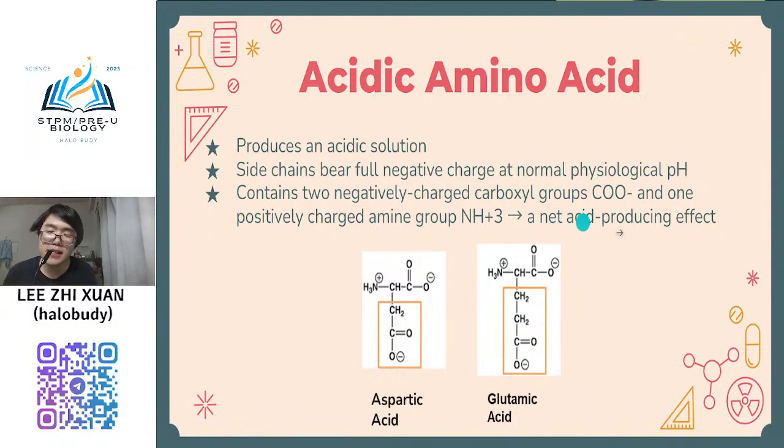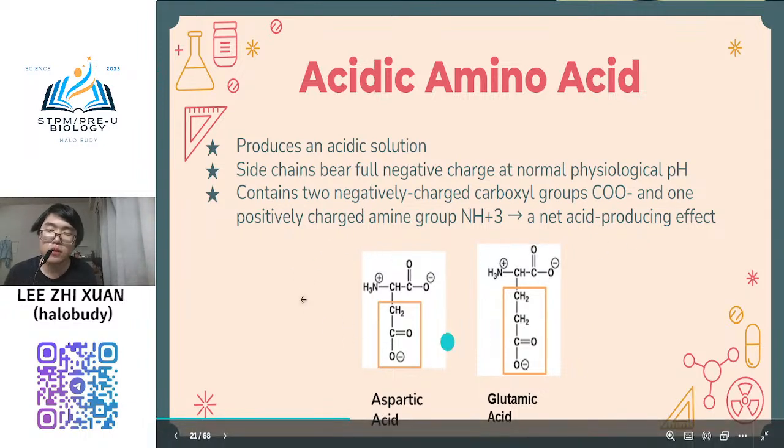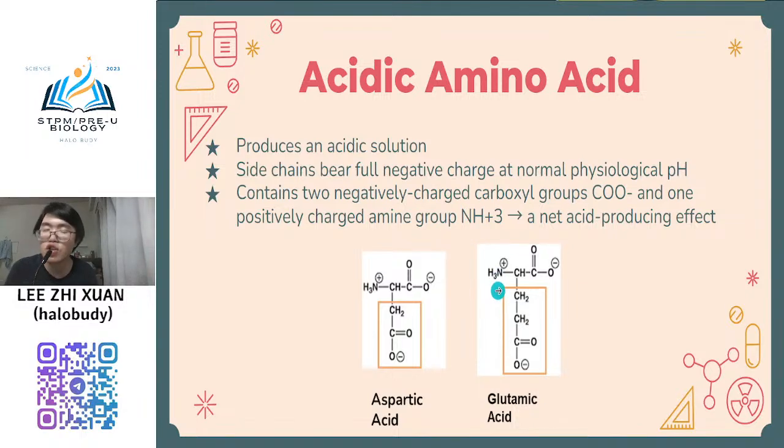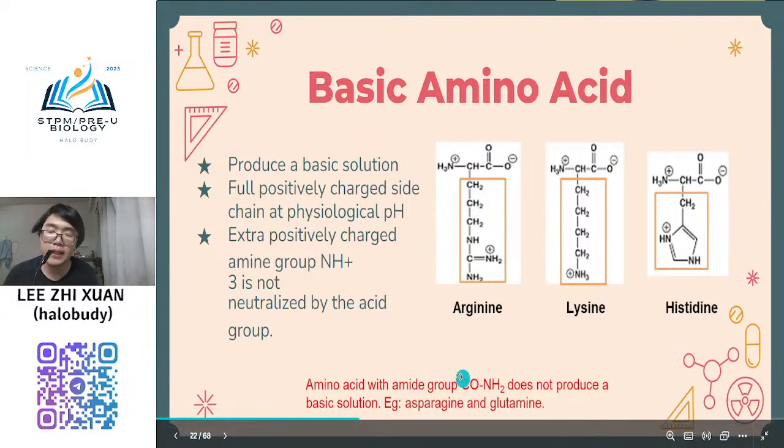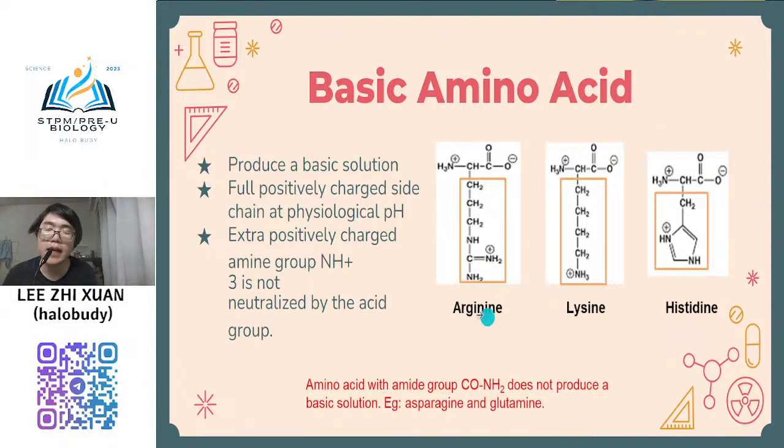So acid producing effect will be produced. So this one is what we call an acidic amino acid. They will produce acid solution. And this one is basic, meaning that they're containing an amino group here. So arginine, lysine, and histidine, all three of them are basic amino acids where they contain an amino group.